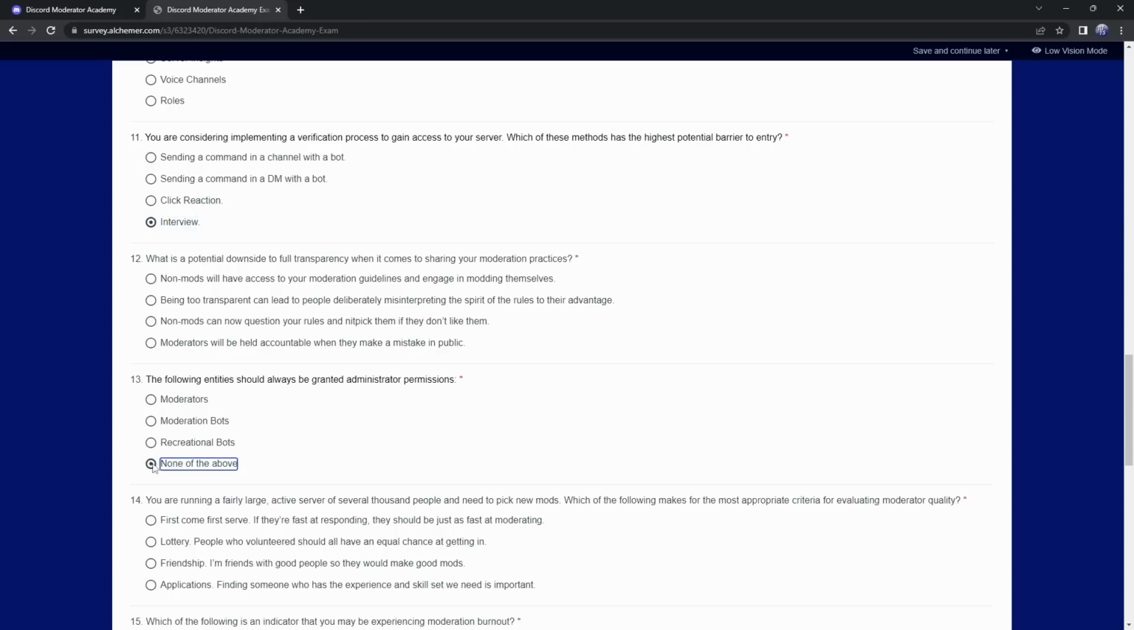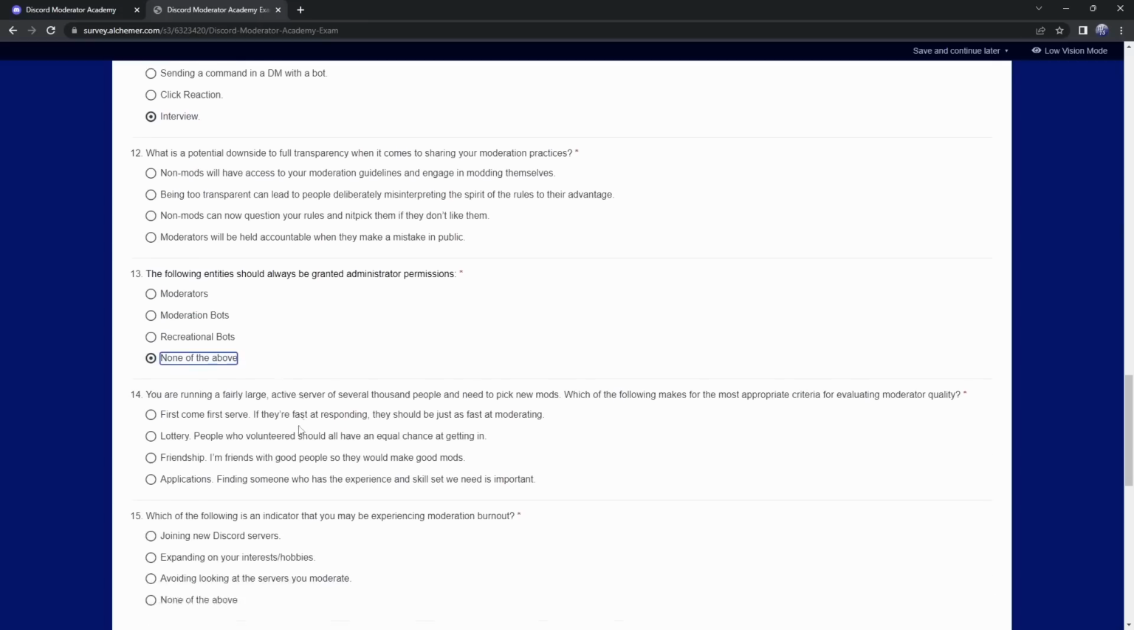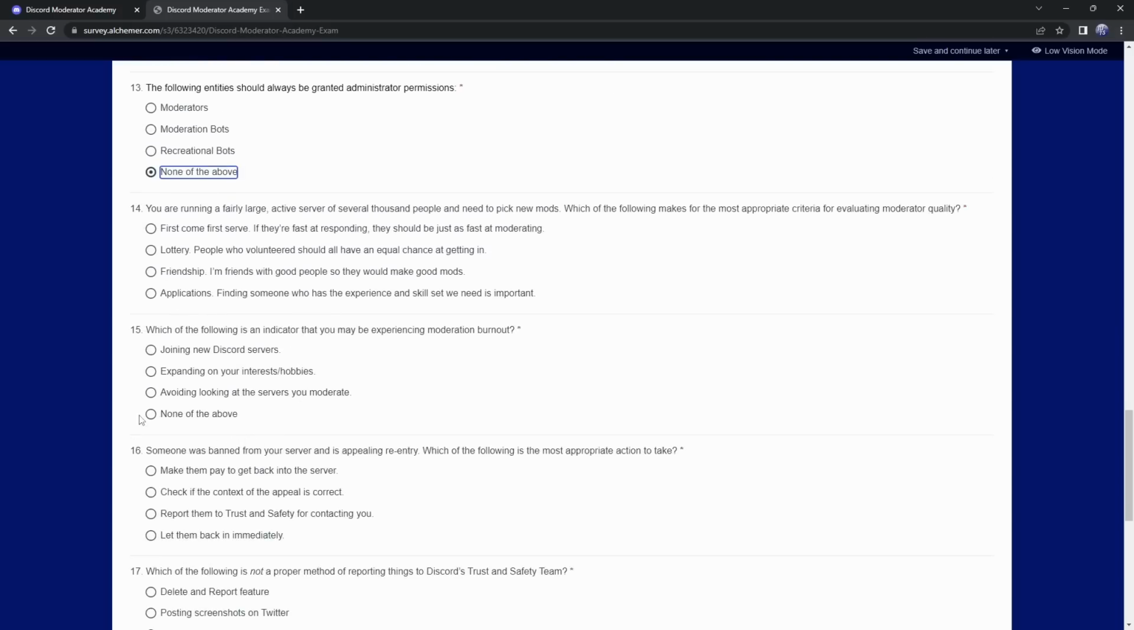Number 13, it says none of the above or all of the above. You just click on that answer. Trust me, works every single time you do an exam. Number 14 is talking about mod applications. As someone with a massive Discord server of 5 billion people, it's all about friendship. Number 15, none of the above.